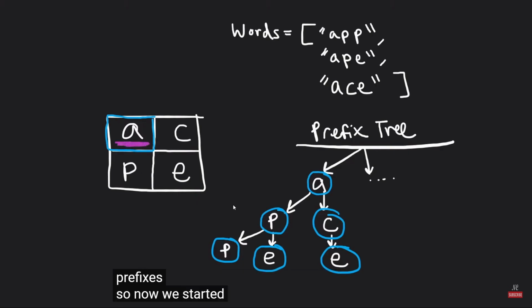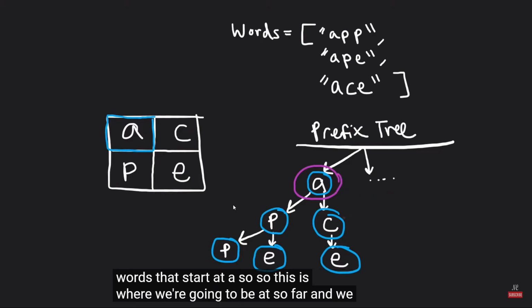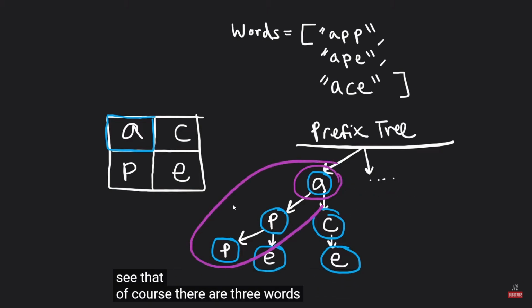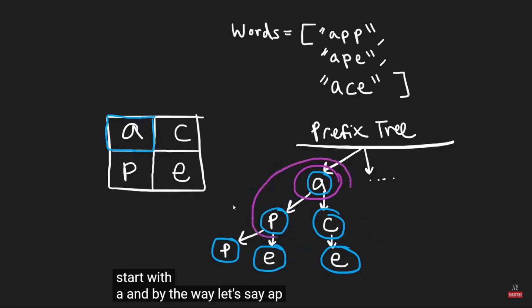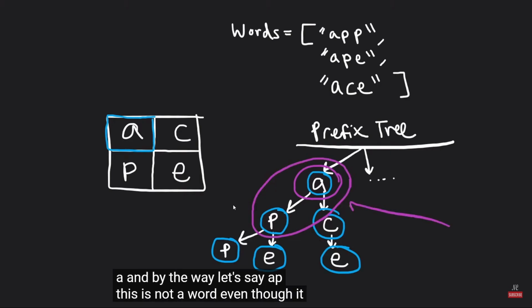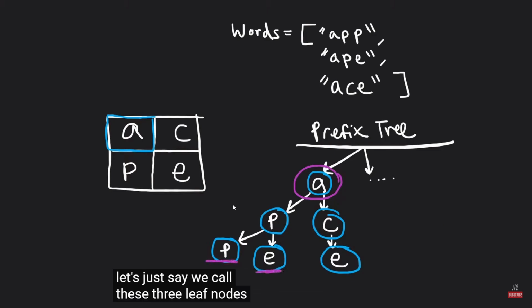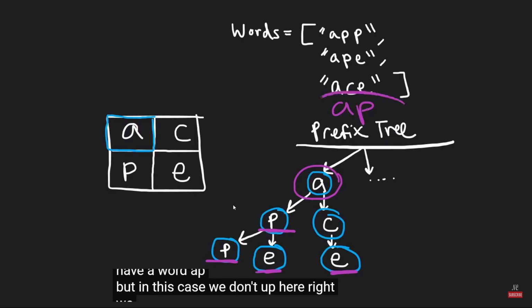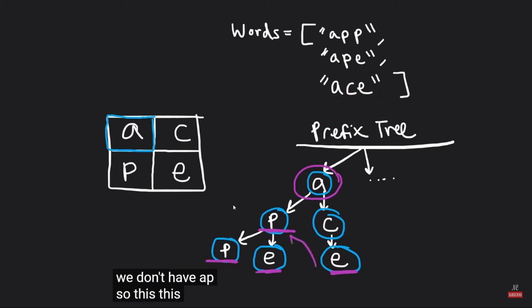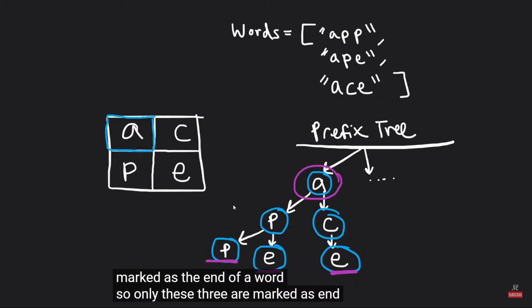So now we started at A, right? We want all words that start at A. So this is where we're going to be at so far. And we see that, of course, there are 3 words that start with A. And by the way, let's say AP, this is not a word even though it is a path in our trie, because basically let's just say we call these 3 leaf nodes happen to be the end of words. It's possible that we could have a word AP, but in this case we don't up here, right? We don't have AP, so this node is not going to be marked as the end of a word. So only these 3 are marked as end of words.